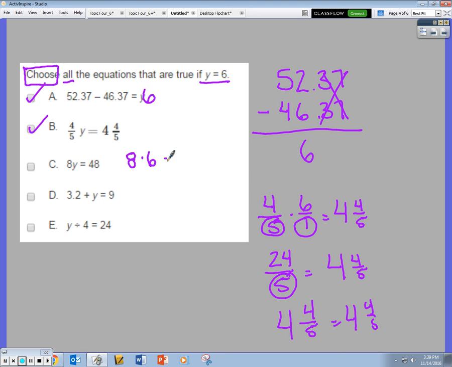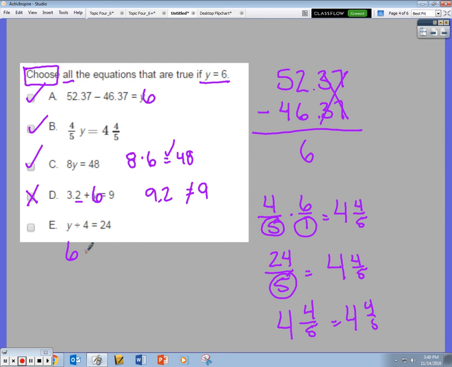Well, this one's not too bad. 6 times 8, that does equal 48. That works. Now, if I substitute in a 6 here, well, 3 plus 6 is 9, but I got the 2/10. That would equal 9 and 2/10. Well, 9 and 2/10 does not equal 9, so this does not work.